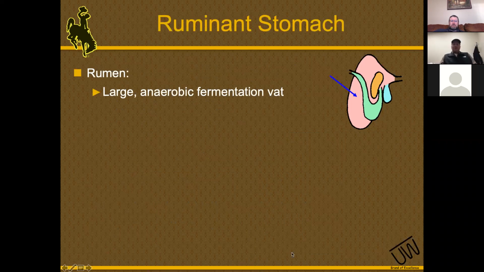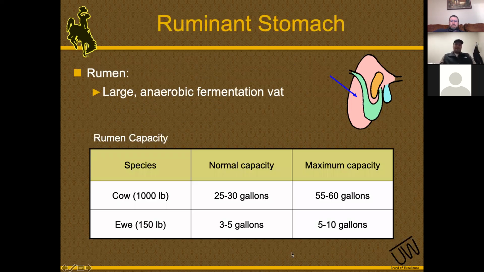So the rumen, a large vat, and I'm not going to spend a lot of time on this, but just wanted to show you the size of this vat in a mature cow, and that's not even a big cow. That's actually a pretty small cow. Maximum capacity, we're talking 50 to 60 gallons. So it's a huge vat, holds a tremendous amount of material. Here, within a U, we're talking 5 to 10 gallons.